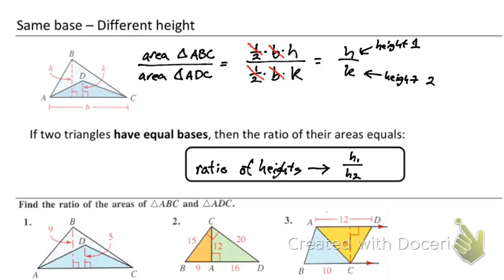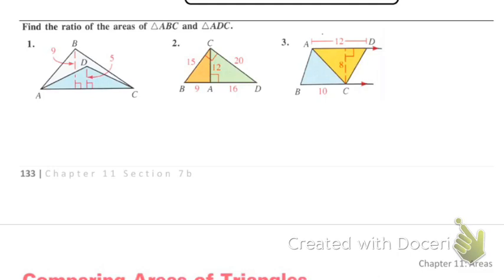All right, that means for 1, 2, and 3, we're just asking ourselves, do they have the same base or the same height? So in number 1, do the two triangles have the same base or the same heights? Yeah, they have the same base. So same base. If it's the same base, we're looking for h1 over h2. We're just trying to compare our heights.